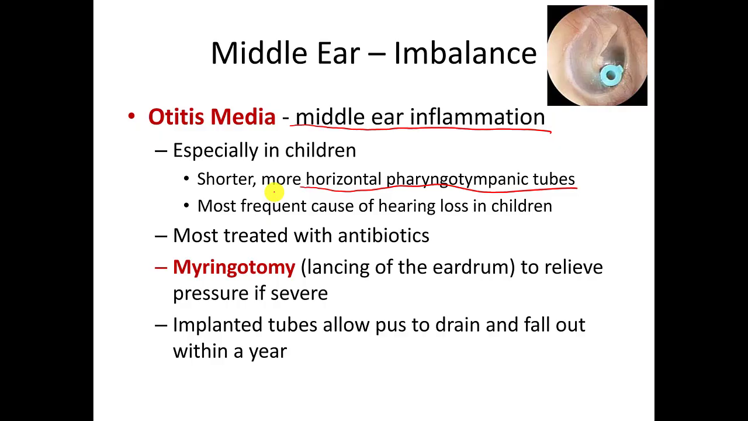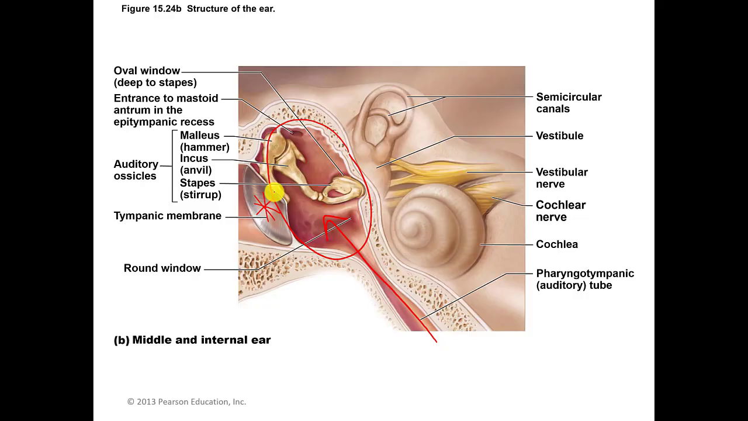And the reason, I'll go back to this picture, is because if you constantly have pus back here in this middle ear, it actually causes these little ossicles that we talked about here to start fusing together. And if they fuse together, then they don't vibrate very well, and it causes a reduction in hearing. So that is hearing loss.